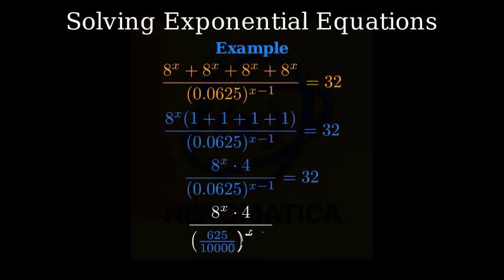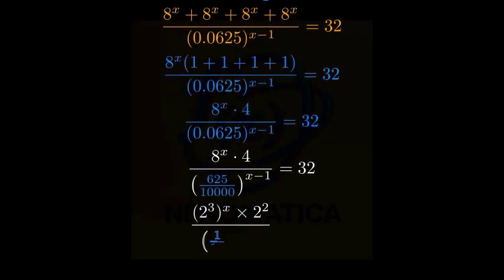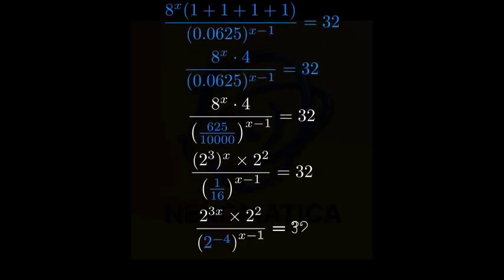Next, we'll convert 0.0625 to a fraction. It's equal to 625 divided by 10,000. Now, we can express 8 as 2 to the power of 3. And 0.0625 can be rewritten as 1/16, which is 1 over 16. 1 over 16 can be written as 2 to the power of negative 4.